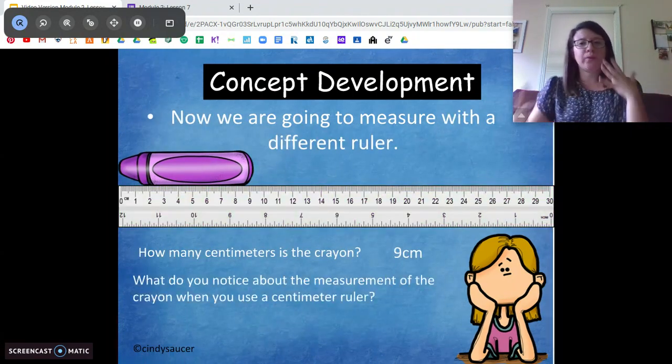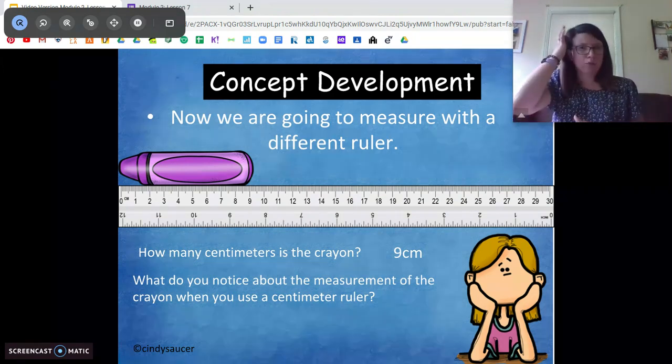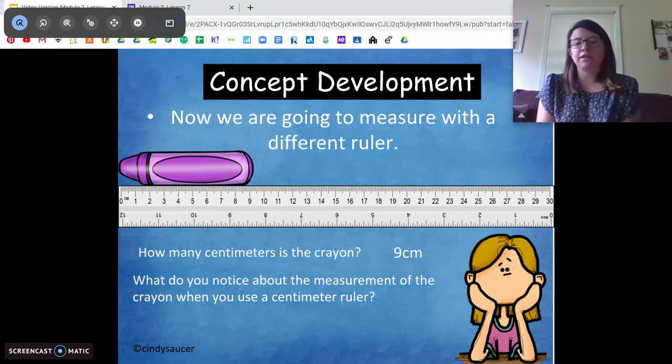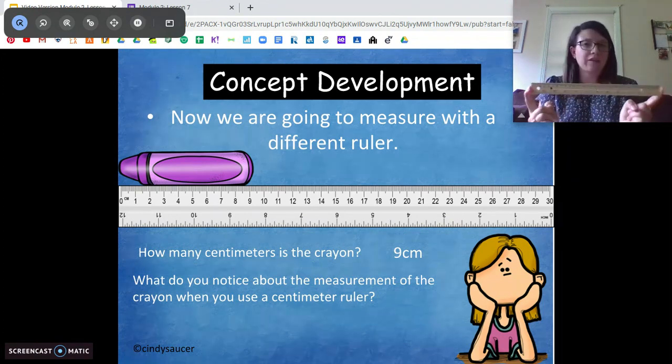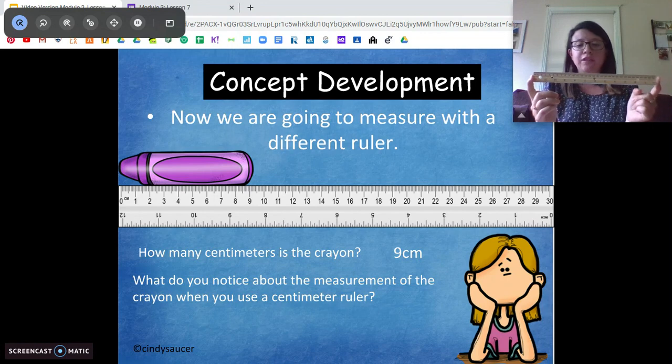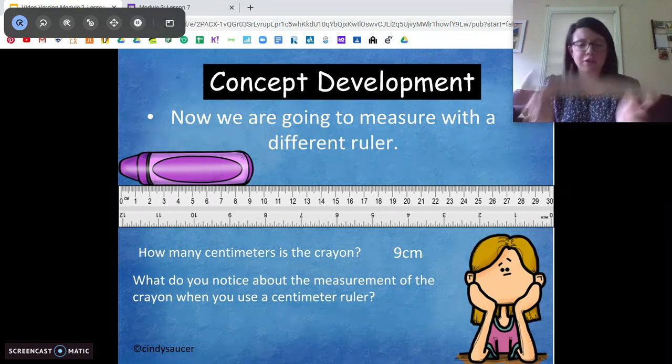So which one do you think is more accurate? Which one do you think you'd get a better result with? The ruler, you're right, because every time you measure with a ruler, no matter the type of ruler, no matter if it's a different ruler, it's still going to be the same measurement.